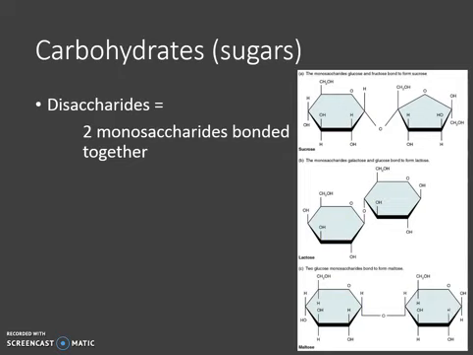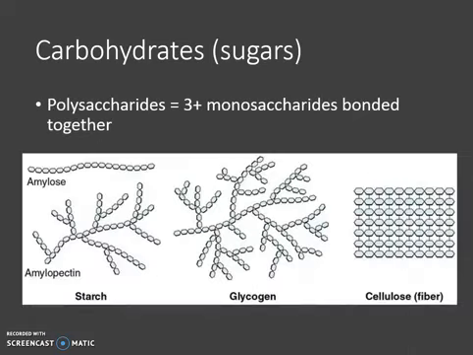Now we could keep adding more monomers onto these disaccharides. So we could take a sucrose and add another glucose to the fructose here. So anytime you have three or more monosaccharides, those building blocks, those monomers, we get polysaccharides. And poly just means many. So polysaccharides means many sugars. And here are a couple of different examples of polysaccharides.